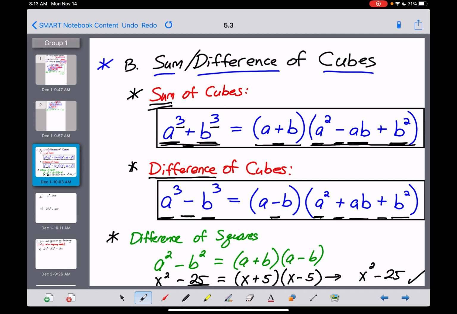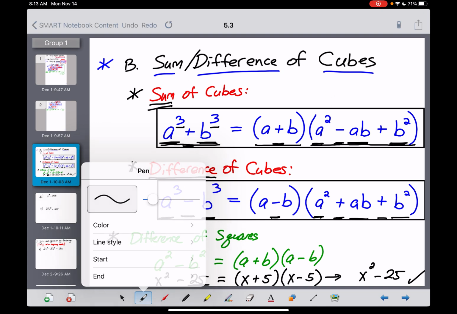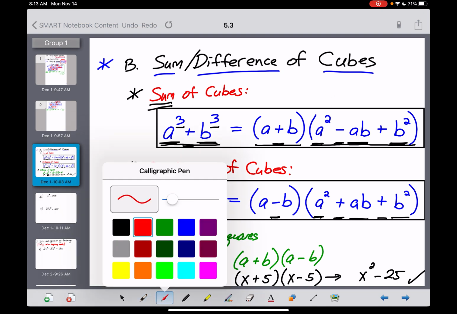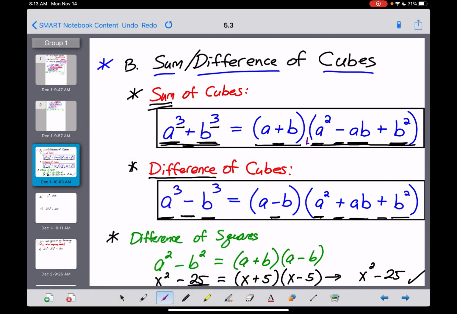I do want to make one happy little note over here on the right. And let me pull a different color right here, guys. Let me go with that pen, and we'll do that. Okay. These two trinomials right here, a squared minus ab plus b squared, and this trinomial right here, a squared plus ab plus b squared, these two trinomials, this is good news, guys, will never factor. If they did factor, we would have written it in factored form here in these expressions right here.